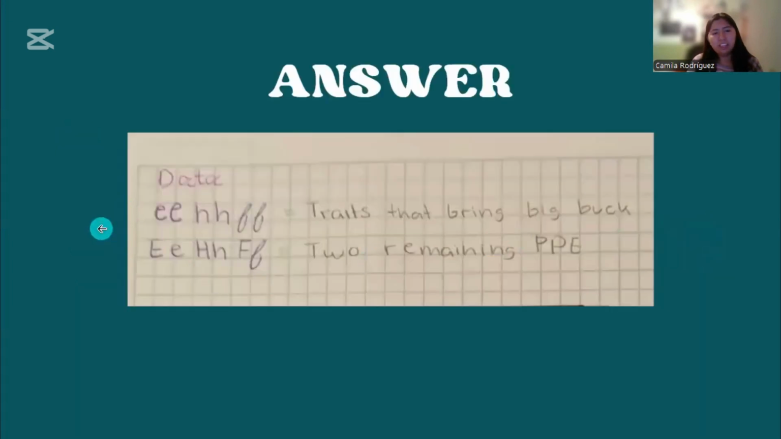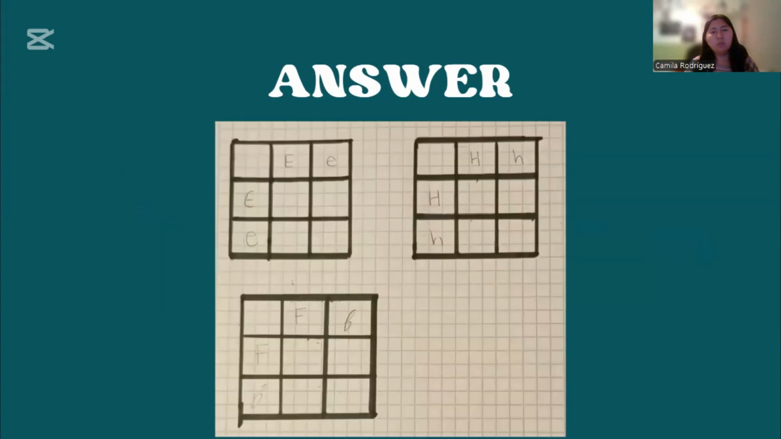Now we need the data again, which will make it easier to know what we need to identify. The traits that bring the big box will be all of them recessive, and the two remaining purple people eaters are these ones, as we read before, which are heterozygous. The first step to get the answer is to put it in the Punnett square, just as in the previous exercises. Organize them by the alleles, giving the dominant and recessive for all of the genes.